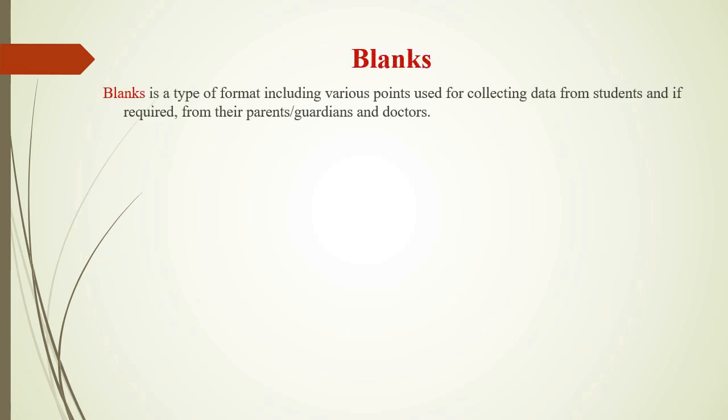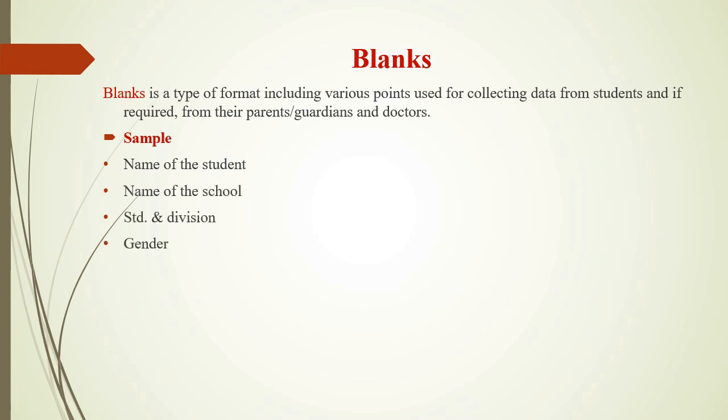What is a blank? A blank is a type of format including various points used for collecting data from students and, if required, from their parents, guardians and doctors. A sample of a blank is given. So which points should be added in this format? Name of the student, name of the school, standard and division, gender, birth date, mother tongue, religion and caste, birthplace, address. So this is the format of a blank.